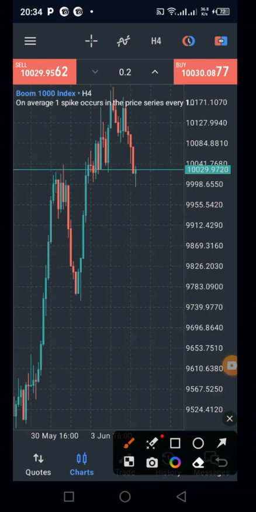Even the sell, have you seen here on top? There is buy, there is sell. Then here you can change the lot size. We'll talk about all this in the next course.